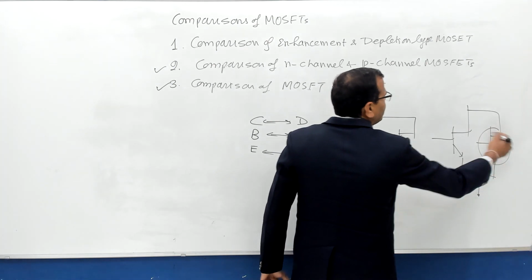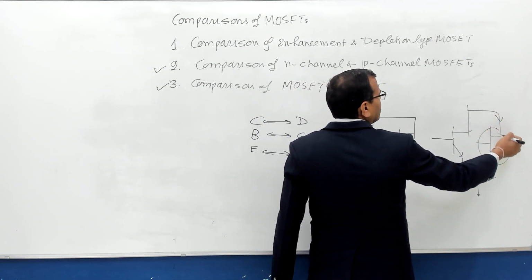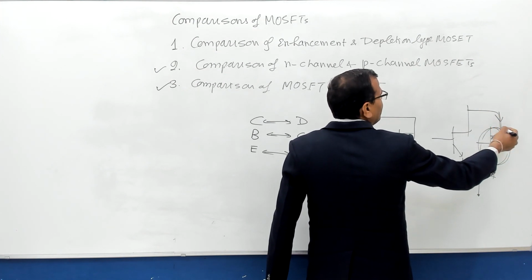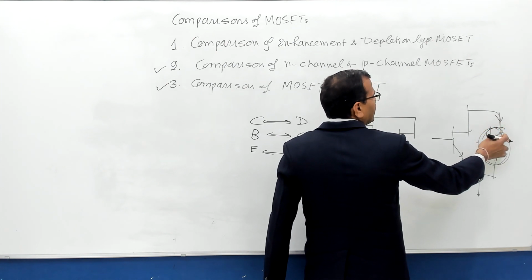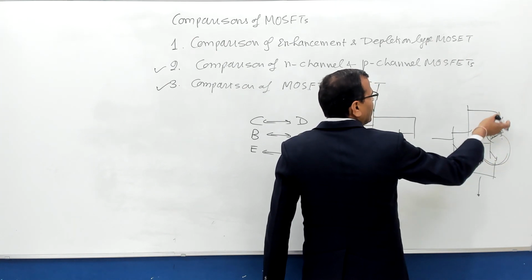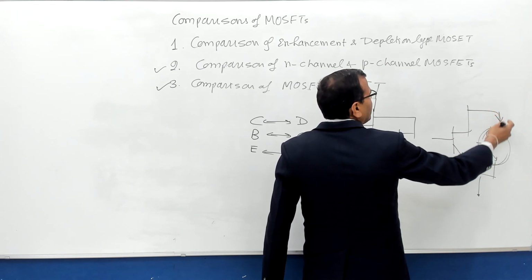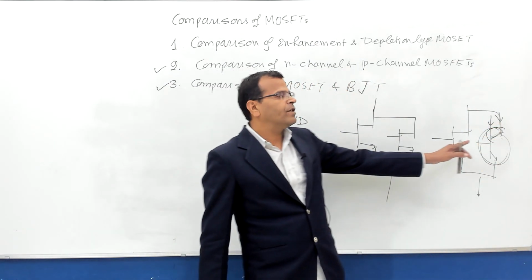Suppose temperature of this BJT is increased. If temperature of this BJT is increased, then resistance of this BJT will decrease, current in this will increase. Increase in current results into further increase in generated heat here, that will result into increase in temperature, and increase in temperature results into further decrease in resistance, and current will increase, and finally it leads to breakdown.